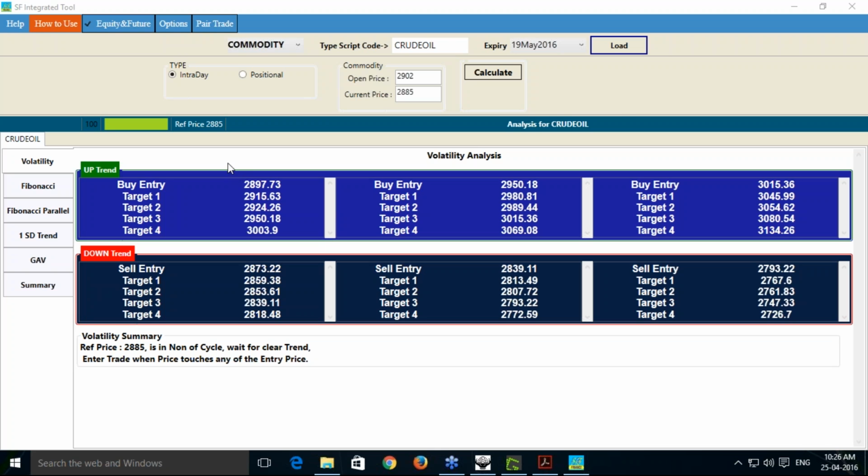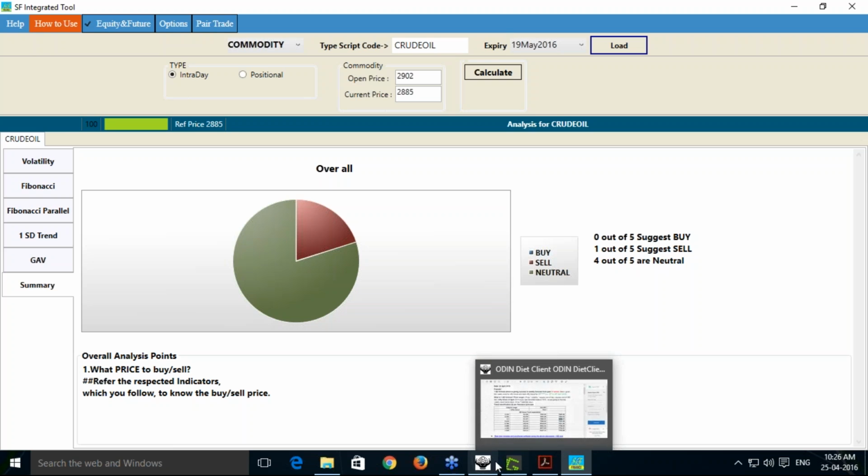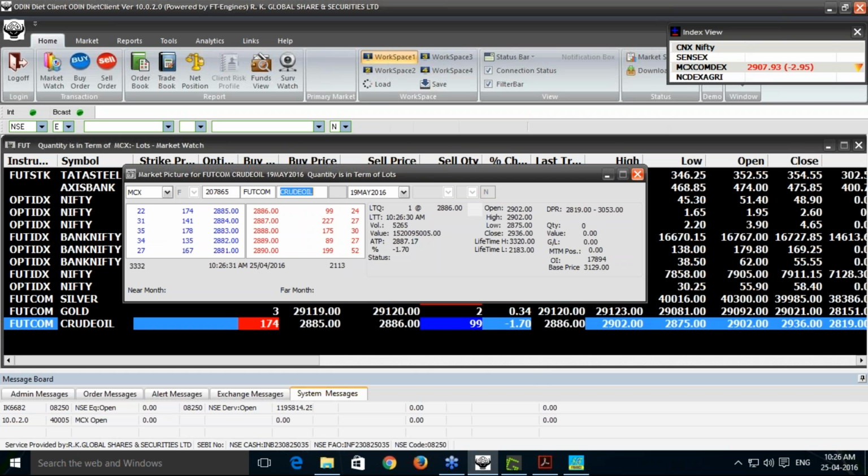You can do the positional trade also, but positional trade in commodity I will never recommend, because it doesn't have any instrument to hedge. When you do not have any instrument to hedge, you may land in trouble. Here also the summary section says 4 out of 5 is neutral, 1 is this. So you can follow this till mid session.